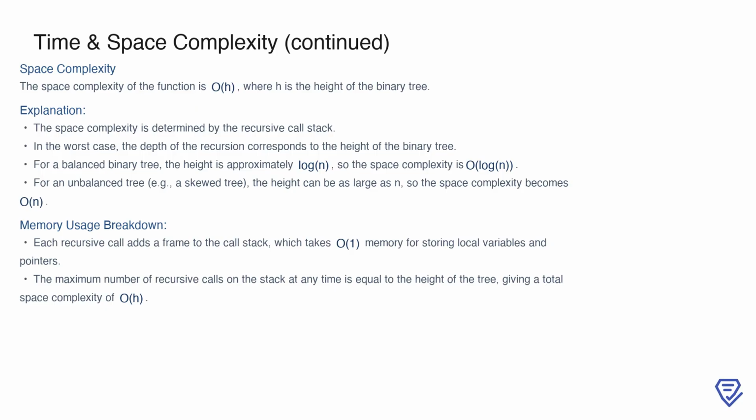Each recursive call adds a frame to the call stack, consuming O(1) memory per call for storing local variables and pointers. The maximum number of calls on the stack at any point is equal to the tree's height, which is why the overall space complexity is O(h).